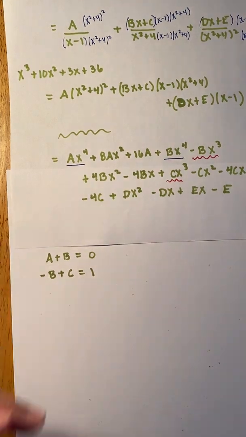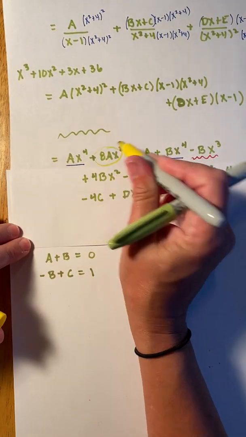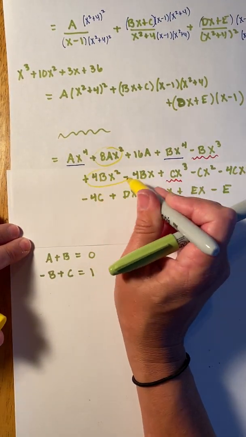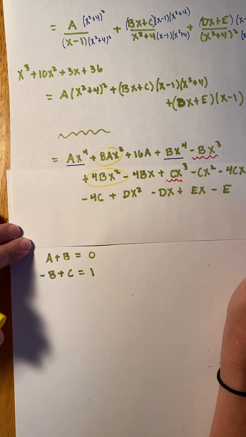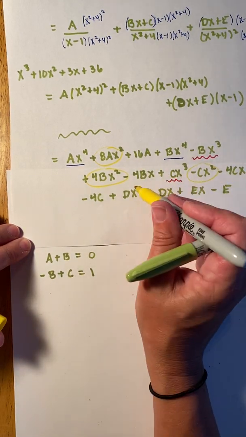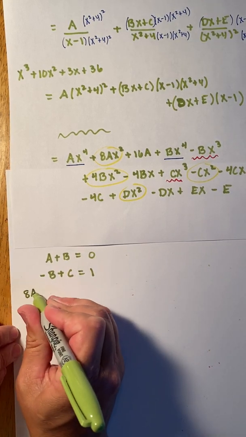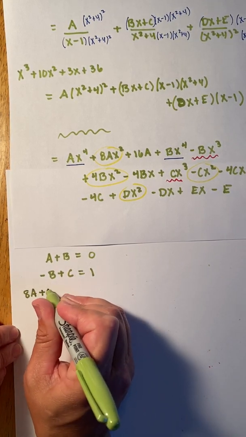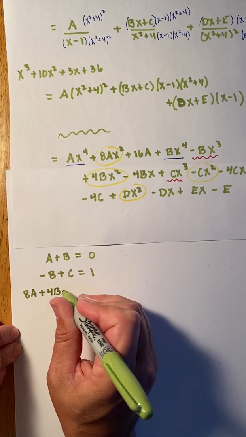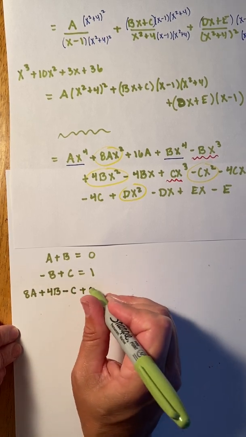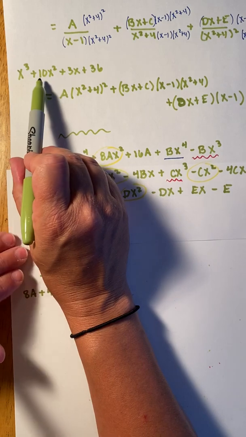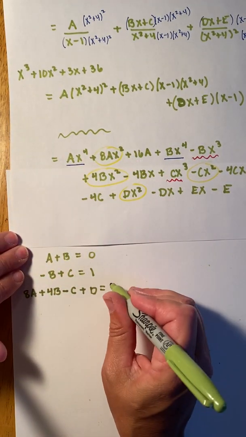Now let's look at the squared terms. Let me get a different color. We have this squared term, we have 4bx squared, we have some cx squared, and we have some dx squared. So those coefficients, 8a plus 4b minus c plus d, must equal the coefficient in front of x squared up here, which is 10.